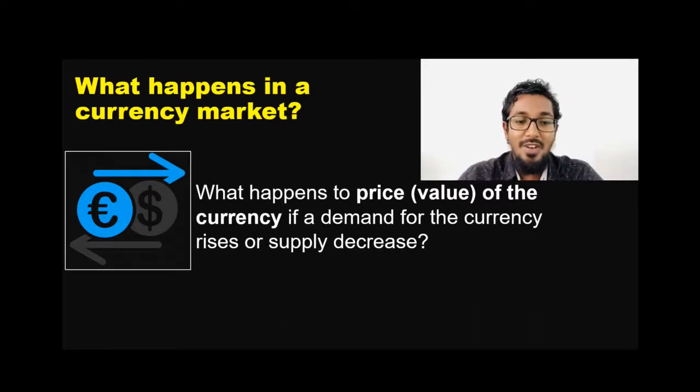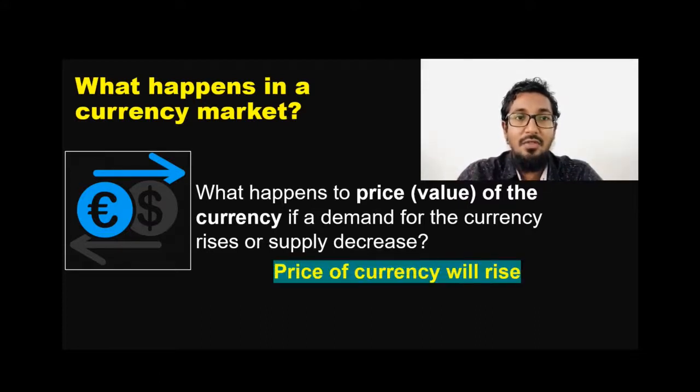Yes, the price definitely will rise, right? So in a floating exchange rate, if the price of a currency rises, we say that it is an appreciation of the currency, isn't it?